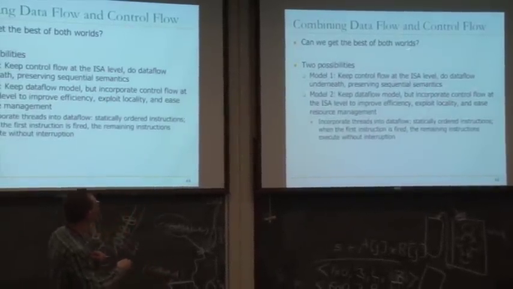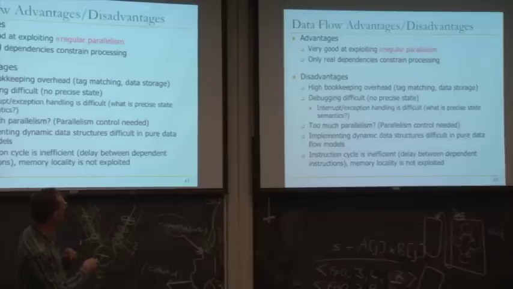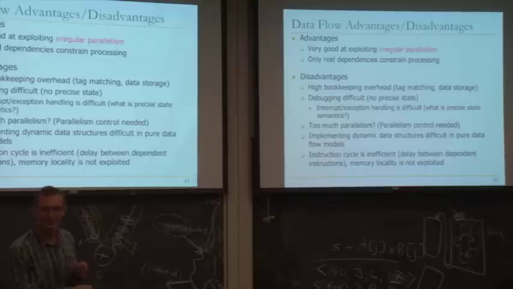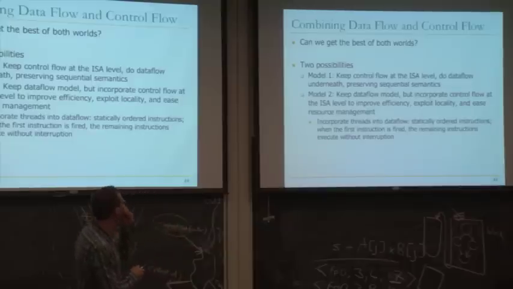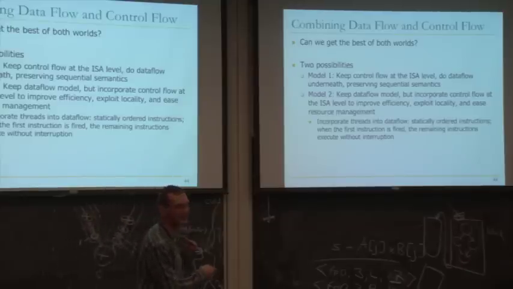So can we get the best of both worlds? Obviously, dataflow has advantages, irregular parallelism, but a lot of disadvantages also. So people have tried to get the best of both worlds whenever you have something like this. There are at least two possibilities. One model, which has been very, very successful so far, and you'll read the papers about this, is you keep control flow at the ISA level and do data flow underneath.